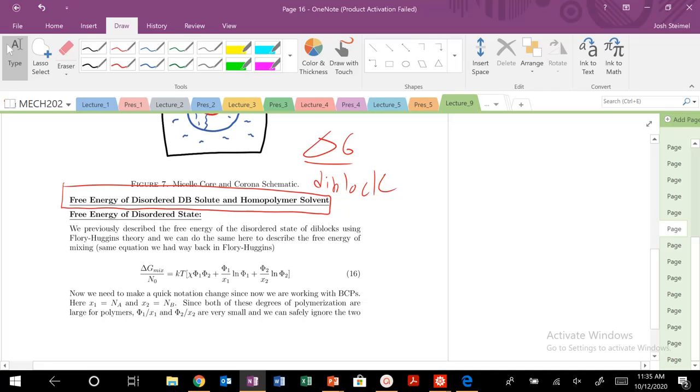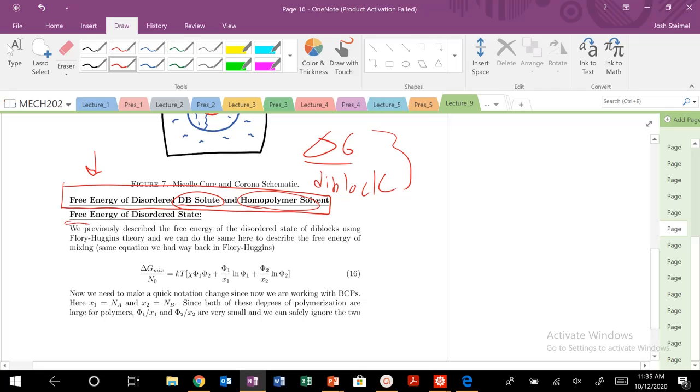Now we get into calculating, or deriving, the expression for the free energy of the disordered diblock solute and our homopolymer solvent, to be able to compare the chemical potential, or the change in free energy, as we add a single diblock. So again, free energy per diblock for the disordered state, before we are in the micelle state.